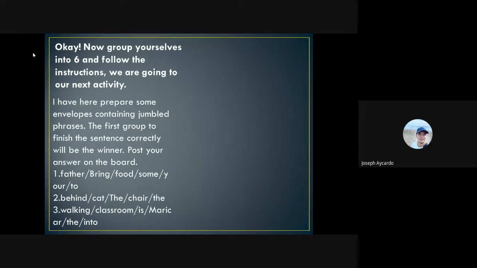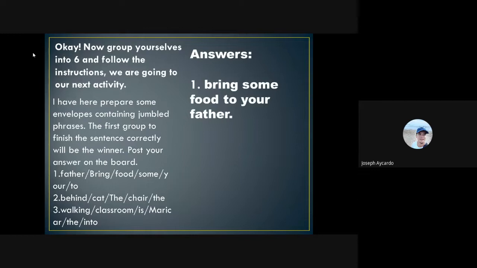Okay, all groups, are you done? Excellent. So, let us answer the jumbled question. The answer in number one is, bring some food to your father. Did anyone get the correct answer? Yes, all of the groups have the correct answer.